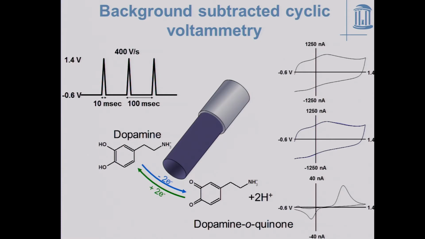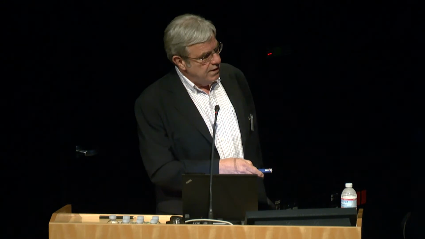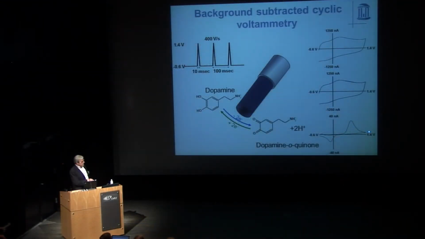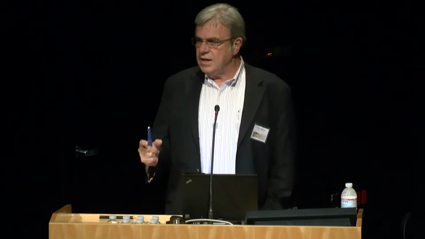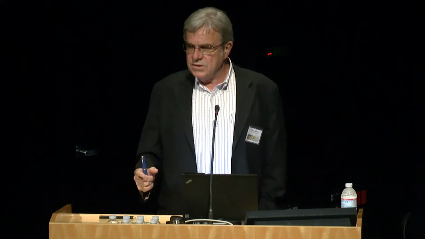So in fact, what you have to do is have a situation where you know there is little dopamine around, another situation where you know there is some dopamine around, and then you do a subtraction, and then you get this cyclic voltammogram that you see right here. So this is the oxidation of dopamine, and this is the reduction of dopamine. The amplitude here is proportional to the concentration of dopamine. Where those peaks are and their separation allows you to identify this as dopamine.